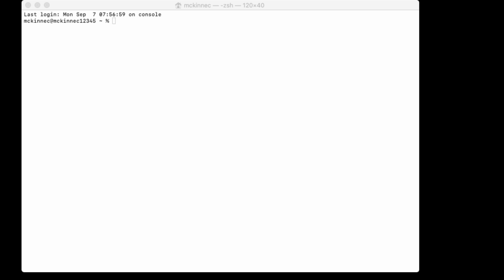Okay, there we go. I just opened up a terminal, and let me blow the font up a little bit so it's easier for you guys to see. So let's see, preferences, general, no, profile, change. Let's make it bigger. Okay, is that better? Yeah, good.